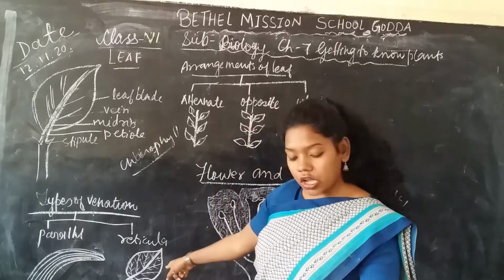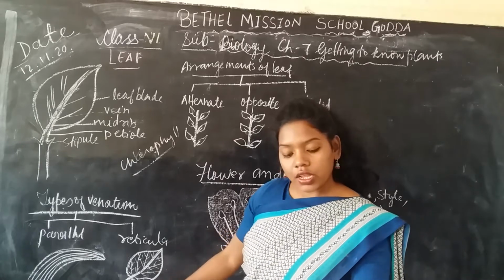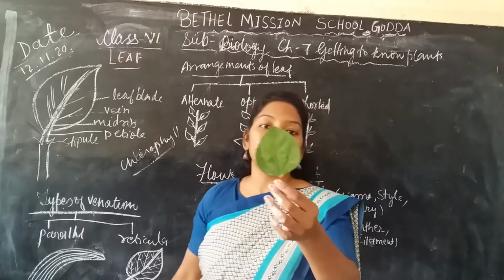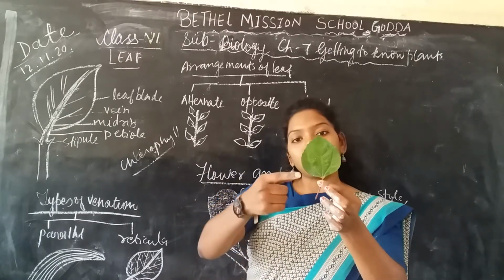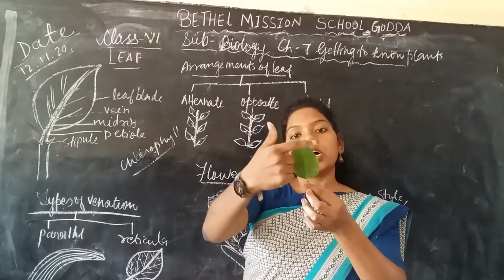Next example, I'll talk about the reticulate venation. You can see this is a leaf of a hibiscus. It is broad in shape, and you can see the shape of the leaf.